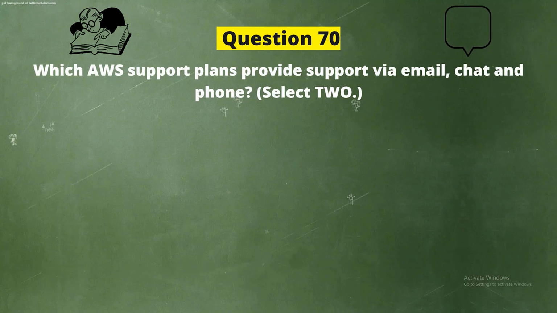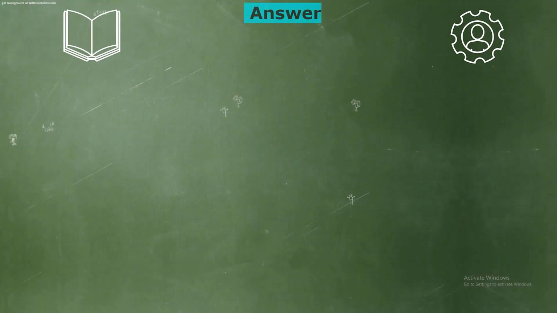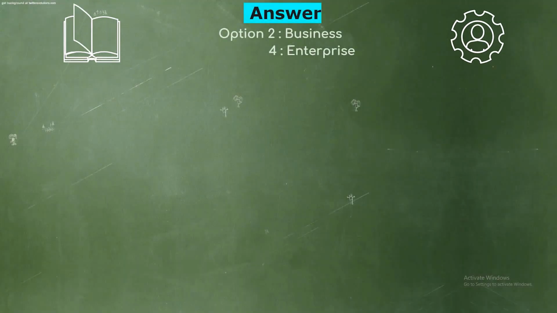Select 2. And the options are: Option 1. Global. Option 2. Business. Option 3. Basic. Option 4. Enterprise. Option 5. Developer. And the correct answers are Option 2. Business. And Option 4. Enterprise.